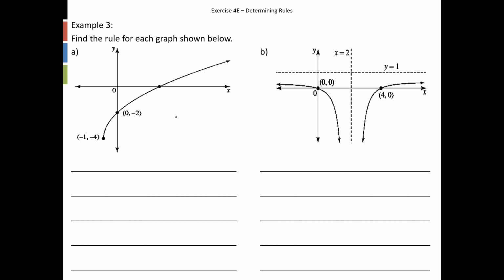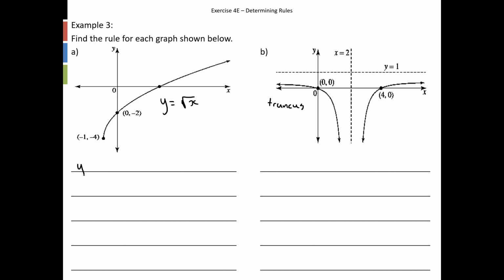Right, example 3. Find the rule of each of these graphs shown below. The first thing you need to do is identify the type. So what is this type? This is y equals root x. And this one is a truncus. It's an inverted truncus, but we just need to know it's a truncus.